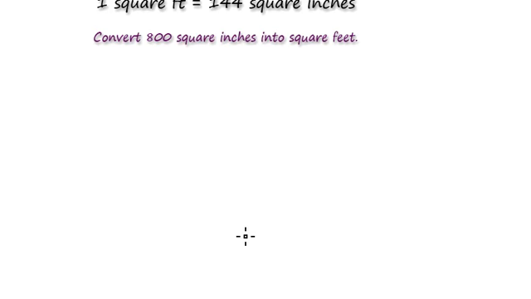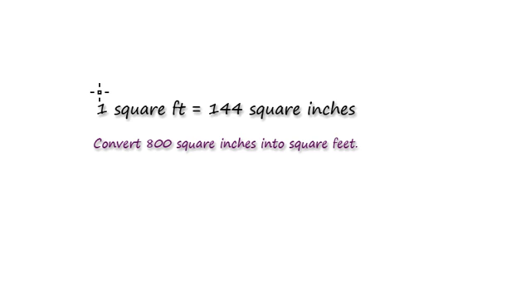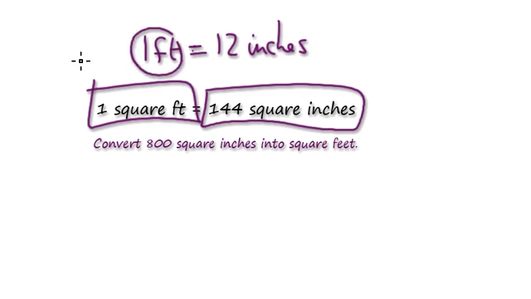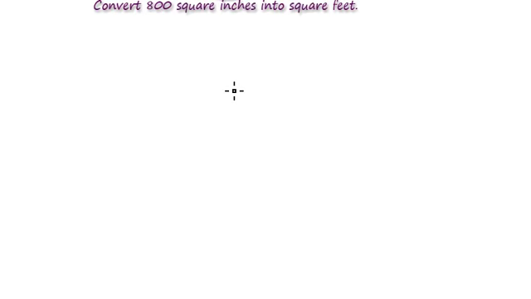So now I've given you one square foot equals 144, even though one foot equals 12 inches. Then you see, when you're talking about length, this is 1 to 12. But when you're talking about area, this is 1 to 144. That's just like this here.